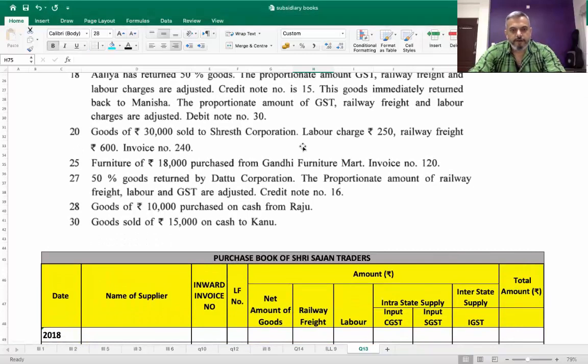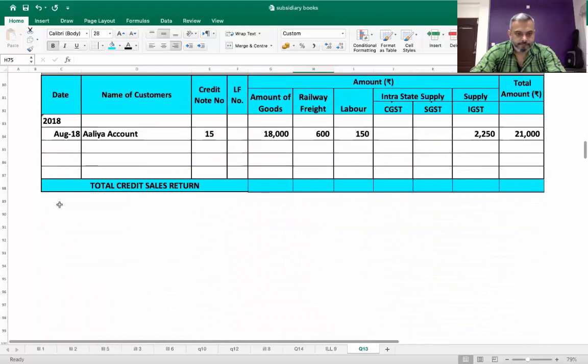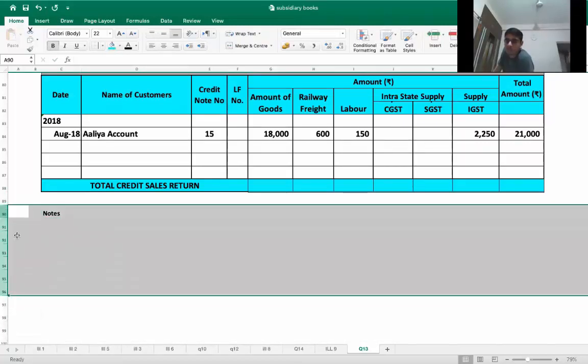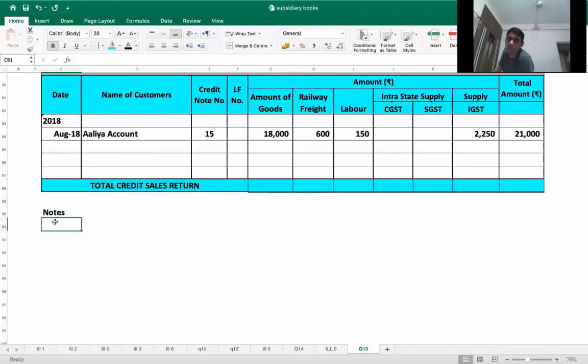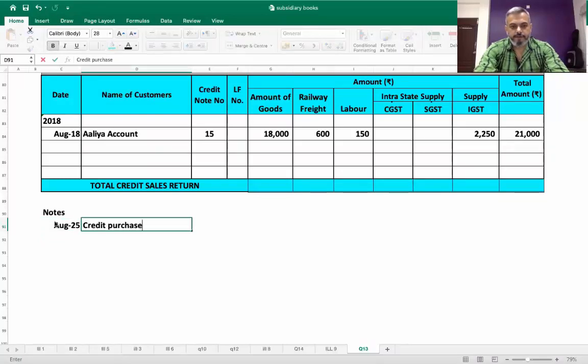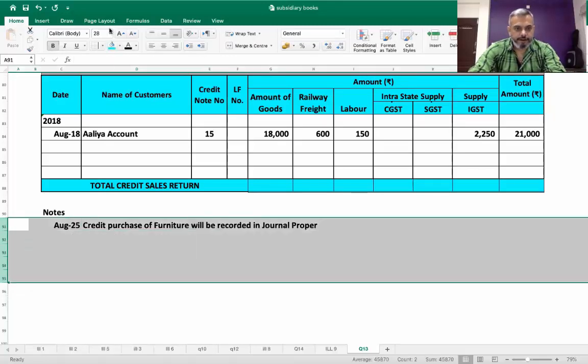25th, furniture of 18,000 purchased from Gandhi Furniture Mart, invoice number 120. Note, August 25, credit purchase of furniture will be recorded in journal proper. Will be recorded in journal proper.